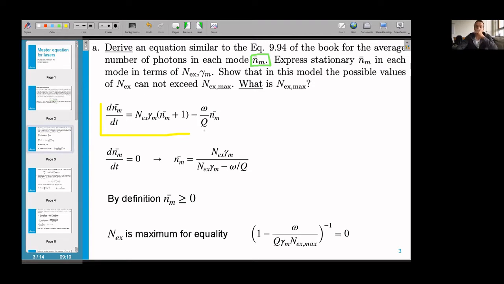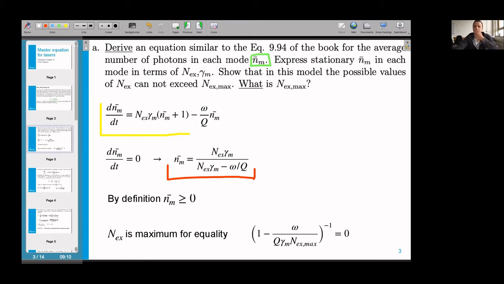Now the next task is to express the stationary number of modes in terms of the number of excited atoms and the decay rate of each mode. For this, we just put one side of the equation equal to 0, and we find the stationary solution to this equation. Again, expressed as the decay rate, the number of excited atoms, and a ratio between the frequency with respect to the quality factor.